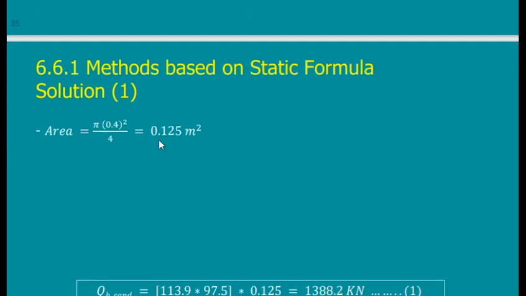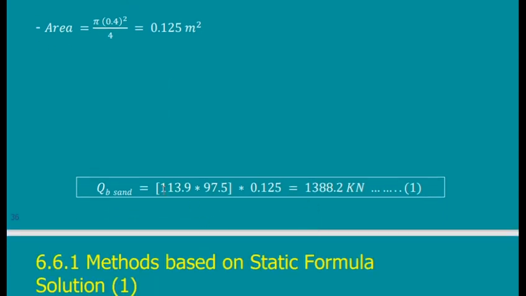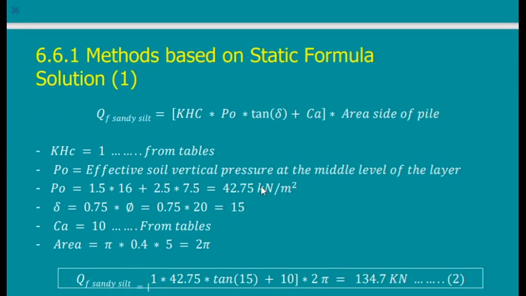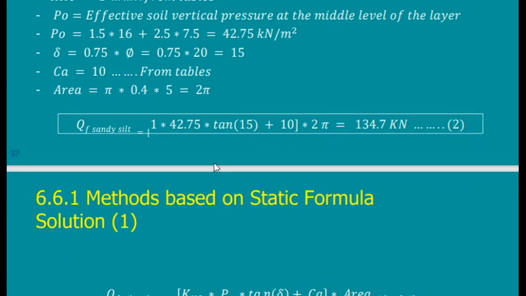This is the area, and I multiplied, then this is Q bearing for sand, I will multiply it by the area, and so on. You have to check it first with your hand, then if you have further questions we can discuss. But here, this is given, as I said, step by step, every number how I got it from the table. You can just check it for yourself.